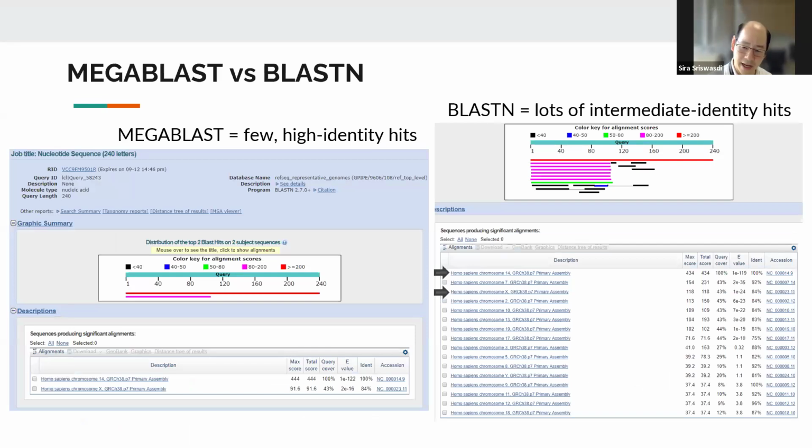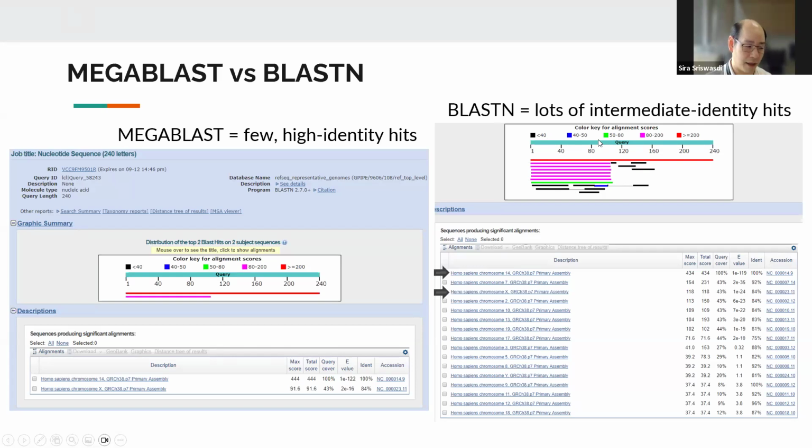So let's compare what you get. Right? If you put in the same sequence and you run megablast or you run BLAST-N. With megablast, you will get very few hits because all the answers must be very similar. With BLAST-N, you're going to get more possibilities. So this depends on your application. If you are designing CRISPR or primers, and you are targeting the human genome, maybe you can focus on megablast because you want to be very specific to that region.